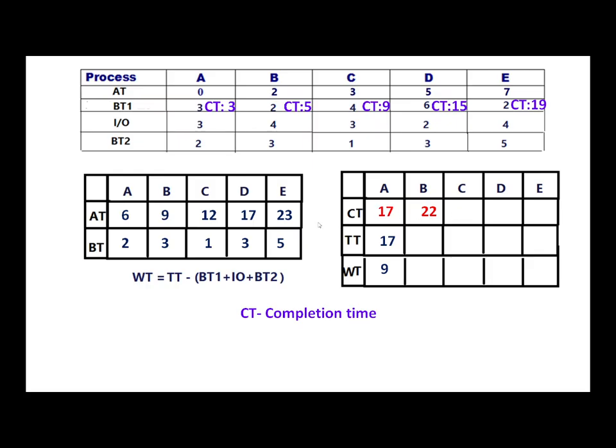Likewise, we just continue and finish the process C. So 22 plus 1, 23 is the finish time of C, and then 23 plus 3, 26, and finally E finishes at 31. And this is the final answer we have obtained for all the processes, and based on the completion time, we can easily calculate the other values like turnaround time and wait time. So this is the way you need to calculate the answer for this question.